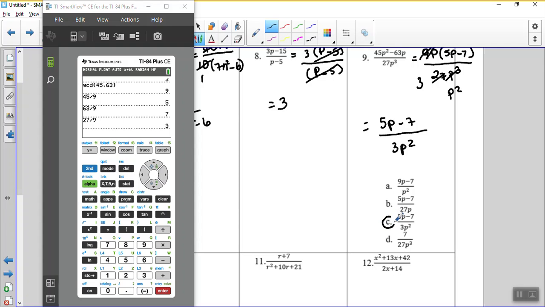Answer C. Okay, and if you want to be able to check this in your calculator, see if you got this right, just try an irrational number. Just plug in a square root or pi into your variable here, and see if the decimals match up.